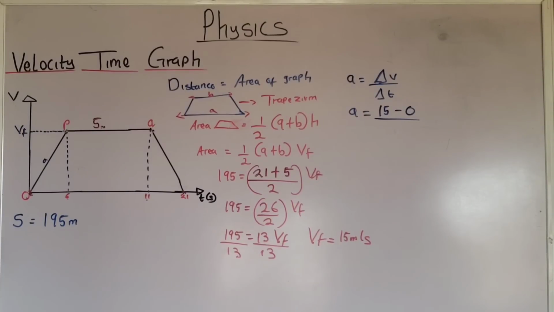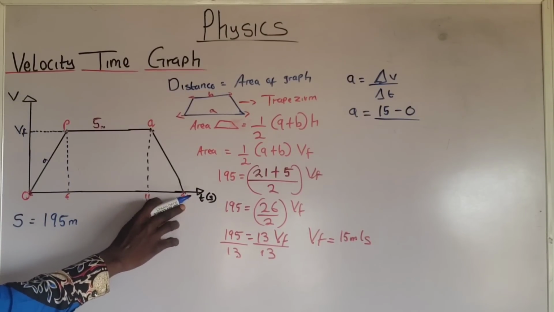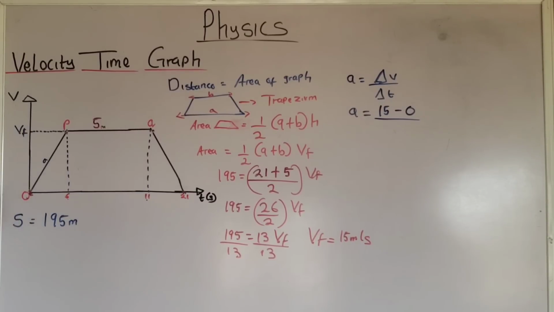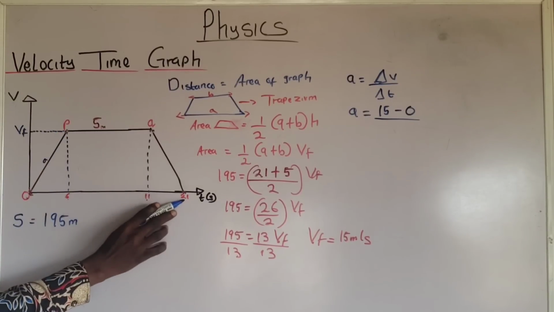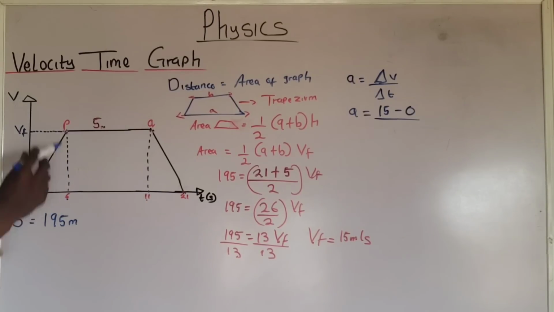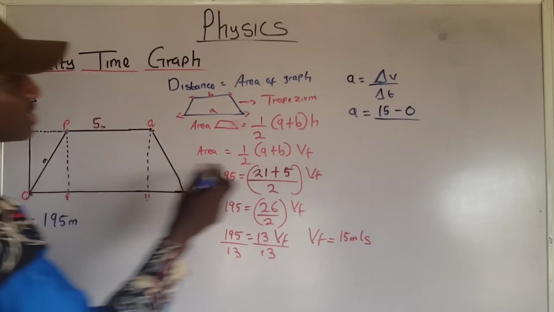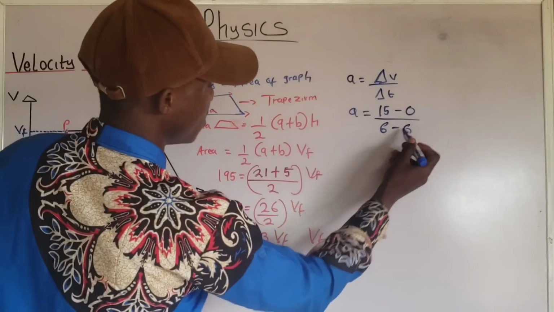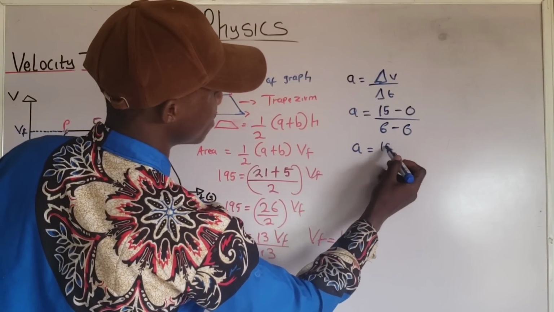So the final time is what? Is 6. Don't go and use 21, okay? Because we are asked to calculate the acceleration of the section OP. You understand? So don't go and use 21. Use 6. You understand? Because that is the time it takes to accelerate from rest to the point P. So the final time is 6. So I'm going to have 6 minus the initial time, which is 0. Okay? A is equals to 15 all over 6.